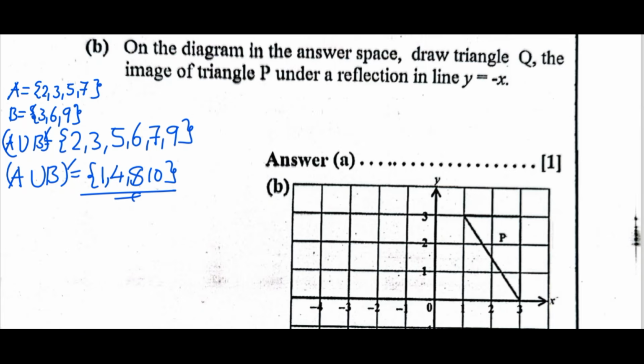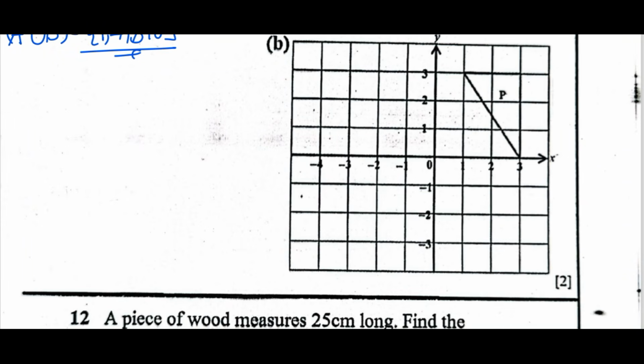Now we have question B. On the diagram in the answer space, draw triangle Q, the image of triangle P under a reflection in the line y is equal to negative x. So let's look at it. The mirror line is y is equal to negative x. The first thing you are supposed to know is where to draw this mirror line. Whenever you are given y is equal to negative x, the line will pass through here. So this is where the line should pass through.